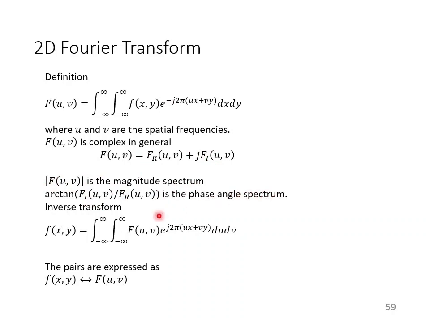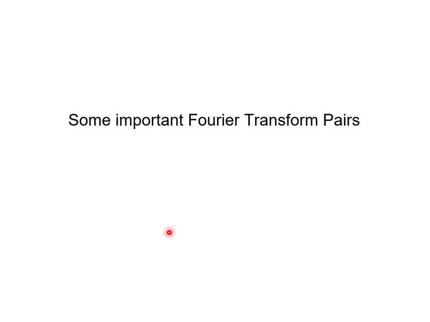Like the univariate Fourier transform, there is also an inverse Fourier transform. Similarly, the only difference is the sign of the term: this is negative and this is positive. It converts images from the frequency domain back to the intensity domain.